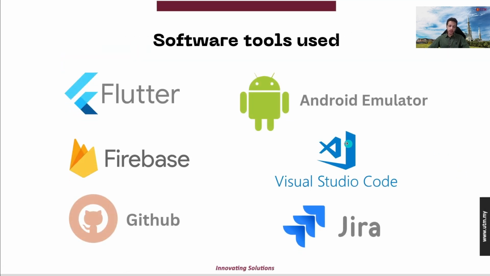The software tools used are Flutter for the front end, which is the UI, Firebase as the back end, GitHub for version control, Android emulator to test the code, Visual Studio Code, which is the IDE used to write the code, and finally Jira for the sprint management.